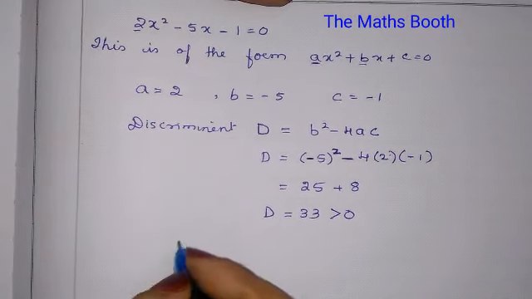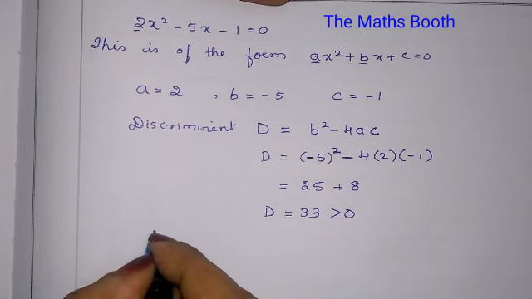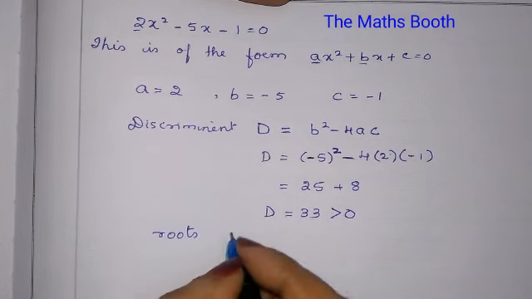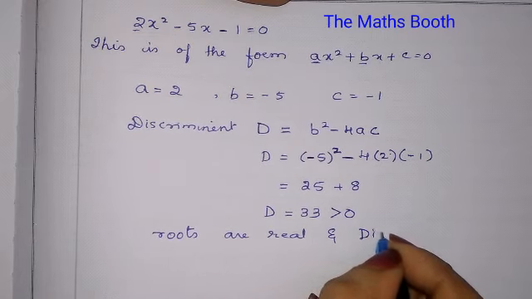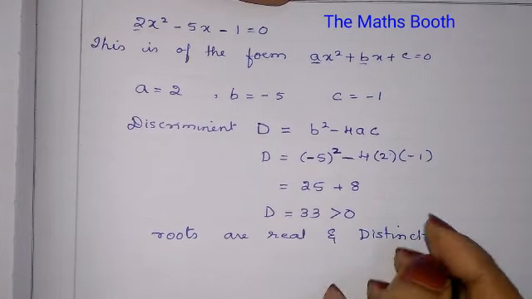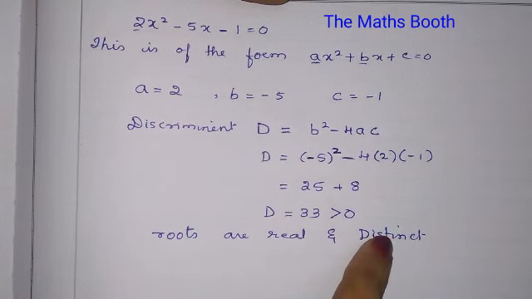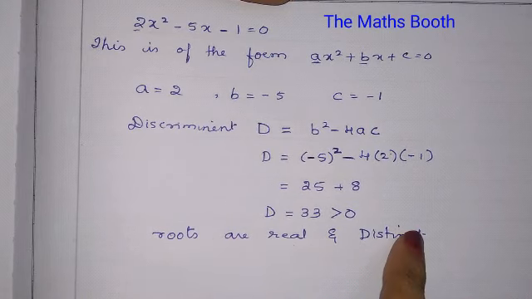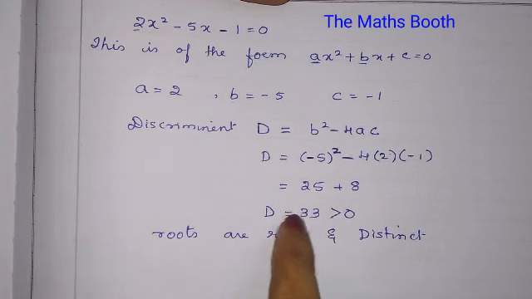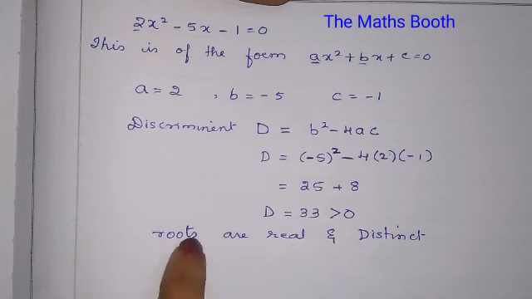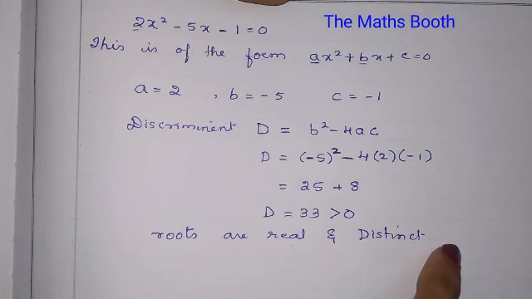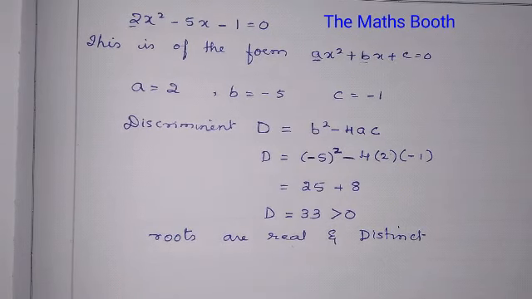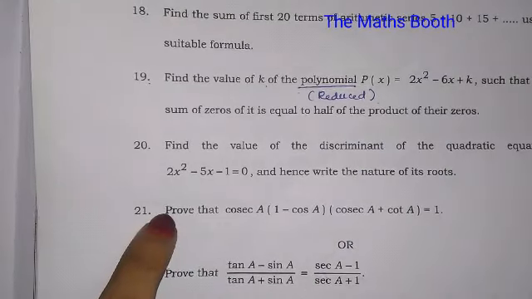So there are two real and distinct roots. The nature of the roots is real and distinct. When they ask in the question to find the nature of the roots, we should write this. We know that D greater than 0 means the roots are real and distinct, or you can write two real and distinct roots.